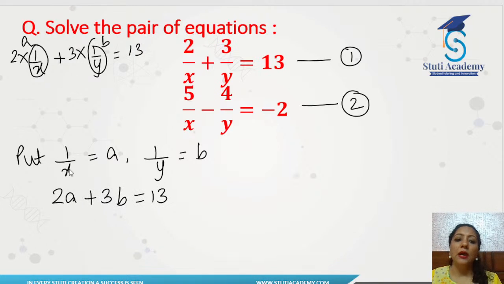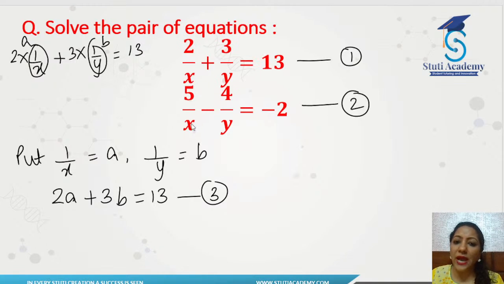I'm repeating this. I've taken 1 upon x as a and 1 upon y as b. 2 upon x can be written as 2 times of 1 upon x. 3 upon y can be written as 3 times of 1 upon y. So 1 upon x we have to replace by a, 1 upon y we have to replace by b. So this first equation can be written as 2a plus 3b is equal to 13. So this is the third equation. This is actually the first one which I've simplified. In the same way, we'll put this second equation in the form of linear equation.